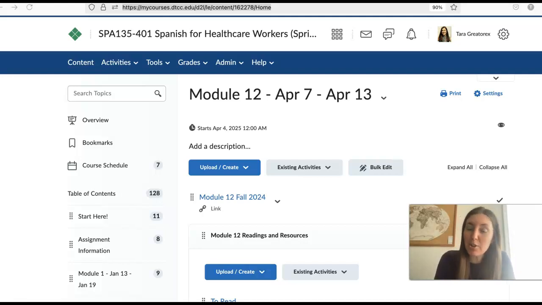This module and the next module, Module 13, are our last modules of content, and it's tough content because it's formal commands. This is a topic that even if you took a couple of years of Spanish, you might not have seen before. It wouldn't usually be in a level 1 Spanish class, but because we're talking about dealing with patients, this is something that comes up all the time.